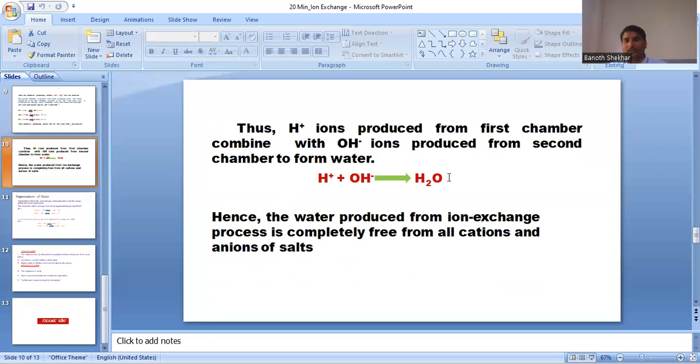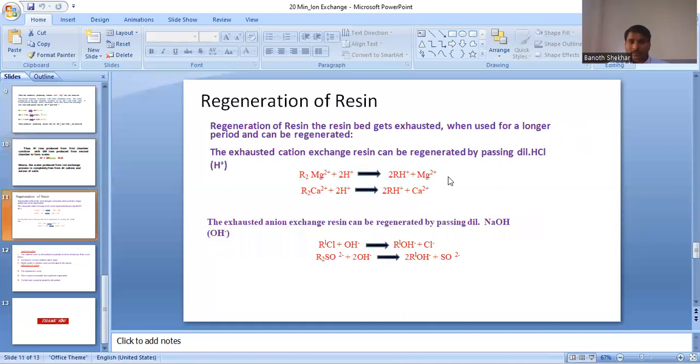Deionization means the D means removing of ions. Demineralization means we are removing the minerals, the dissolved minerals, by this ion exchange process. And for easy understanding, we are using this kind of reactions.